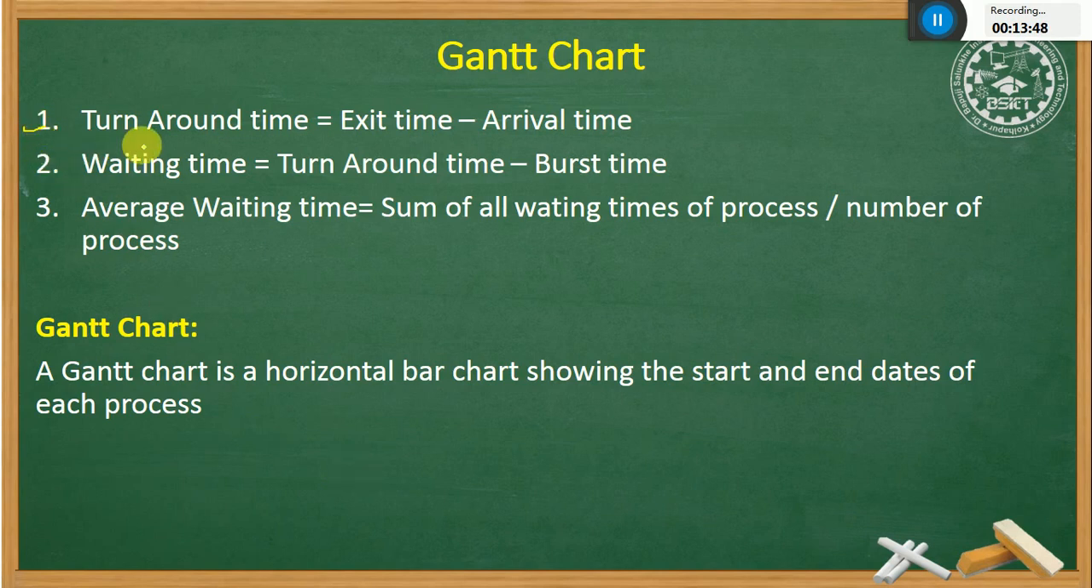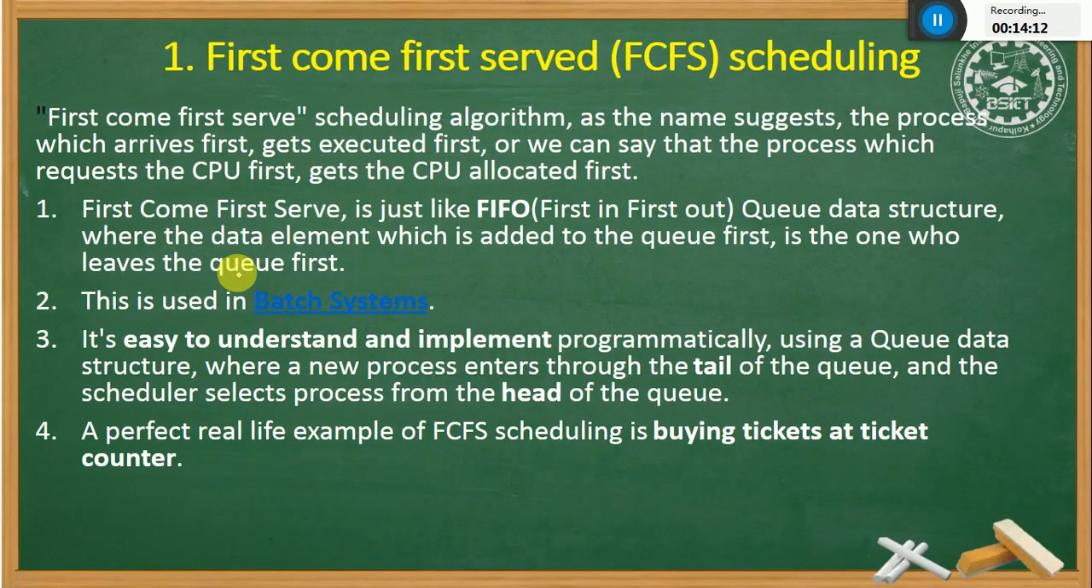So we must have three definitions in our mind. Turnaround time is equal to exit time minus arrival time. Waiting time is equal to turnaround time minus burst time. And third, average waiting time is the sum of waiting times of all processes divided by the number of processes in the given problem. So these are the three important formulas. Now we can start our first algorithm.